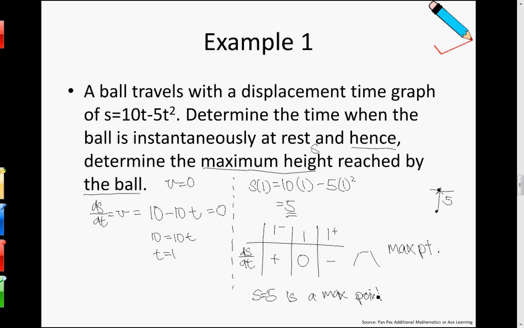And this is the maximum point of the ball at the peak of its trajectory. So we can think of it as a ball being tossed upwards, and then after that coming down. Okay, and at this point it is instantaneously at rest. And this distance here is s equals to 5.